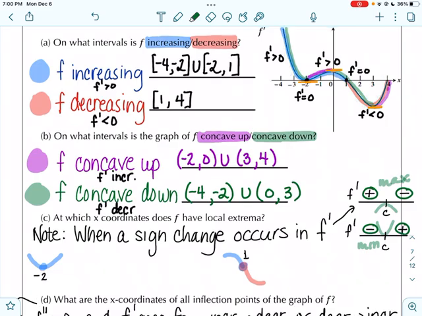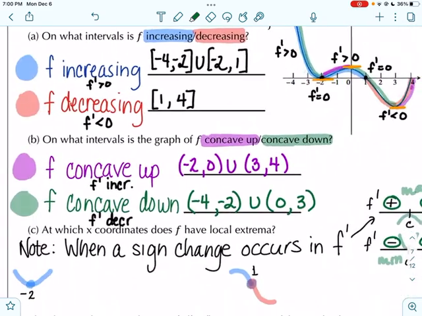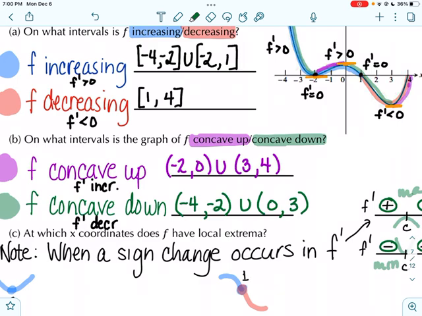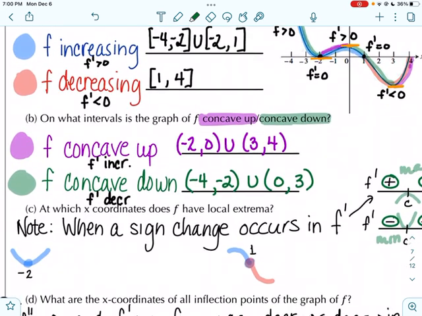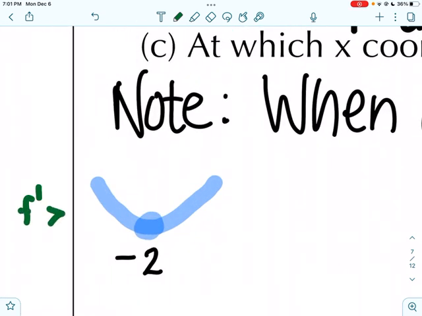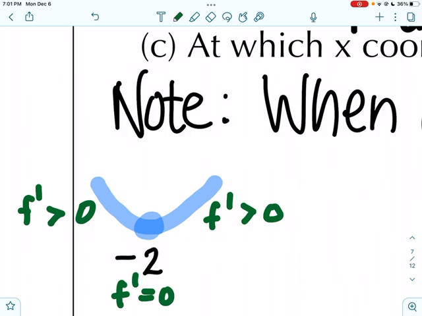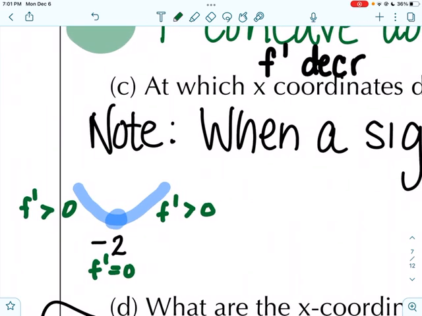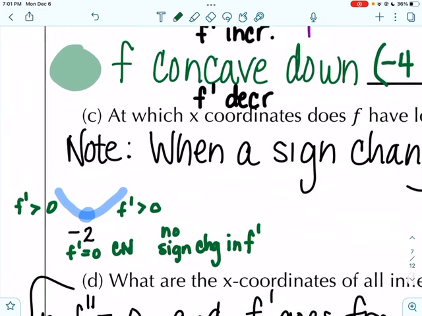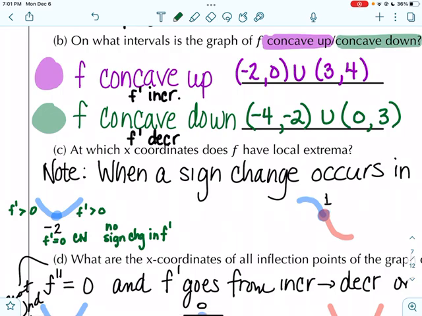So it looks like at -2, do you see where the blue is? Okay, it looks like there's a sign change. There could be a possible sign change, but if you notice, it goes from f prime greater than 0 to f prime equal to 0 to f prime greater than 0. So remember, we don't have a sign change in f prime there. We do have a critical number, but no sign change in f prime. So we don't have anything at -2. We don't have extrema at -2, sorry.